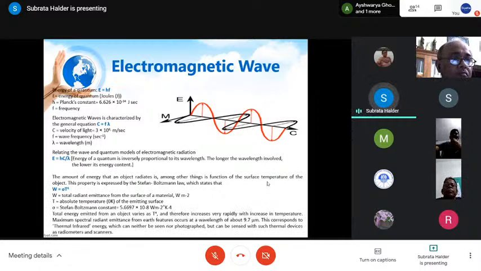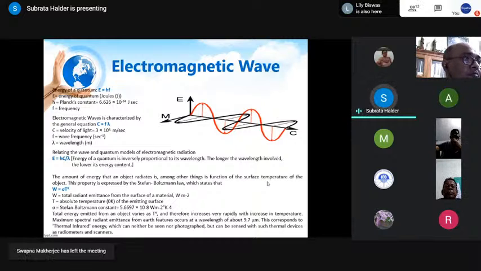Ultimately, the amount of energy that an object radiates is a function of the surface temperature of the object. This property is expressed by the Stefan-Boltzmann law, which states that W = σT^4, where T is the absolute temperature and σ is the Stefan-Boltzmann constant. The total energy emitted from an object varies with T to the power 4. That is, it increases very rapidly with increase in temperature.